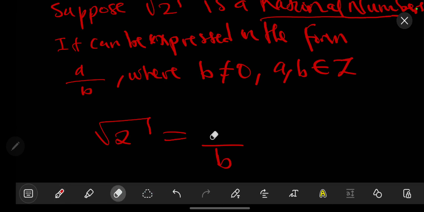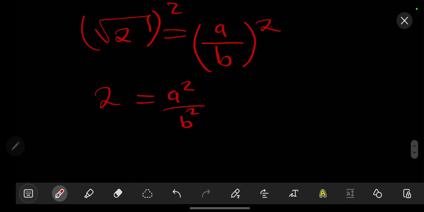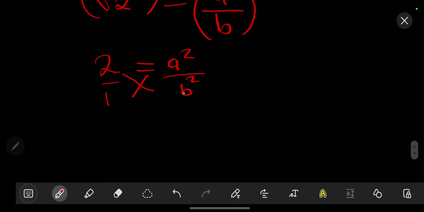Then what you are going to have is that the square root of 2 is equal to a over b. What we are going to do is square both sides to remove the square root. Then we are going to have 2 should be equal to, the square distributes, a squared over b squared like that. Then we are going to cross multiply. We are going to have 2 times b squared. It will give us 2b squared should be equal to a squared.